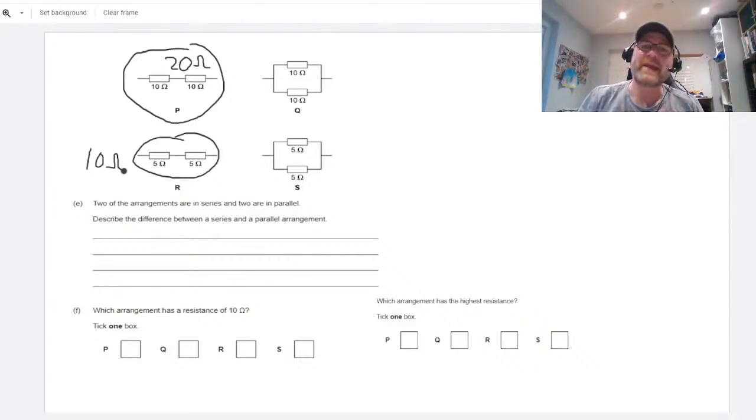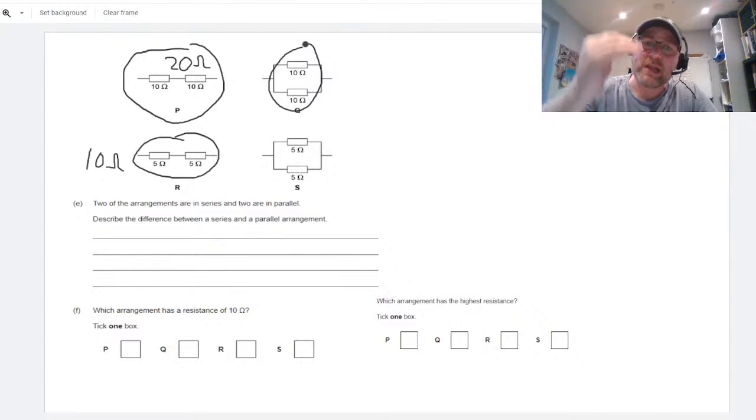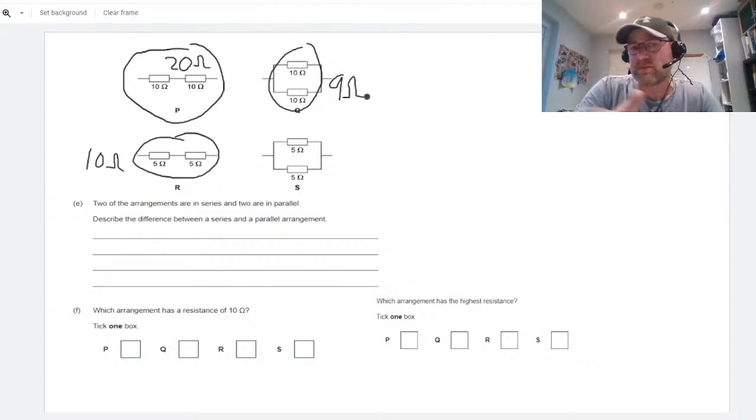Now we get something weird happening in a parallel circuit. It can be explained using the equations, but we don't want to go too deep on an explanation for that. But essentially, you need to know this: the total resistance in a parallel circuit is lower than the smallest resistor in the circuit. So this is going to be 9 ohms. It could be 6 ohms, it could be 5 ohms, but it's lower than 10.